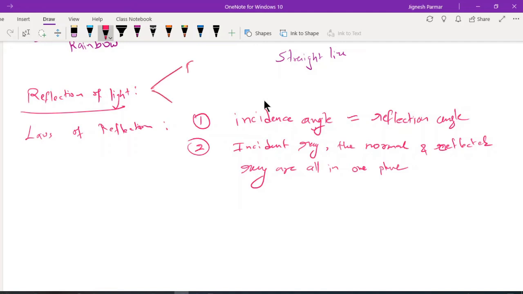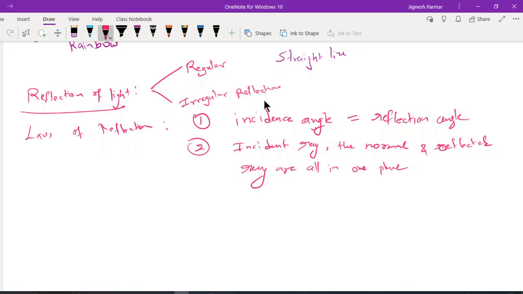One is regular reflection and second is irregular reflection. So boys and girls, what is regular reflection? Well, a well polished surface, like a mirror.